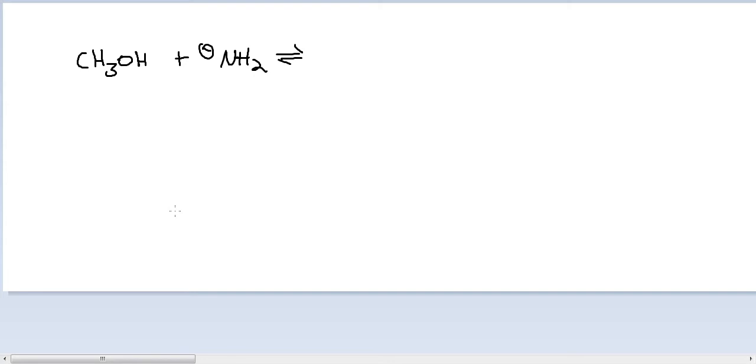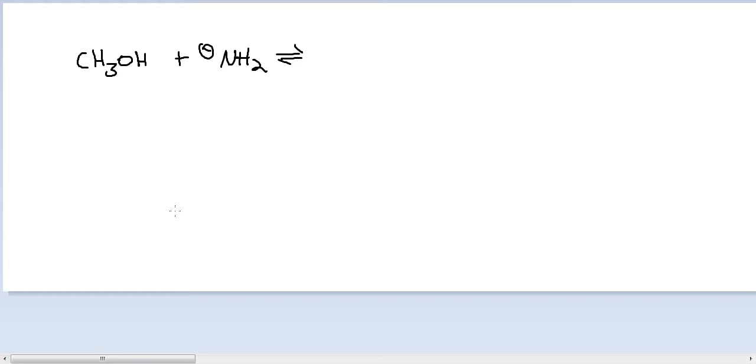Alright, so we need to label. First, the problem asks us to label the acids and the bases in the reactants. And so, just from looking at this, we can already gauge that CH3OH looks more like an acid than the NH2.